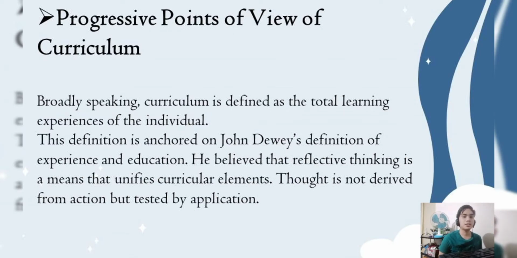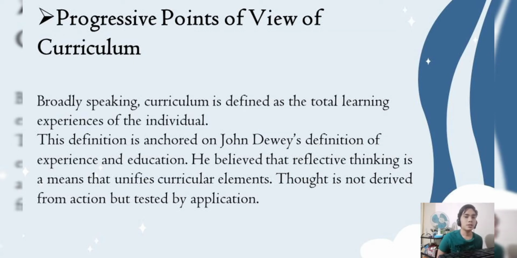Now we have progressive points of view of curriculum. Broadly speaking, curriculum is defined as the total learning experiences of the individual. This definition is anchored in John Dewey's definition of experience and observation. He believed that reflective thinking is a means that unifies curricular elements, though thought is not derived from action but tested by application.